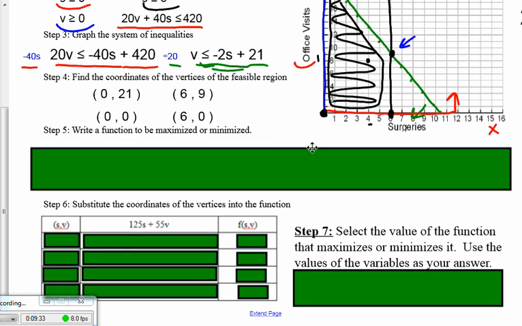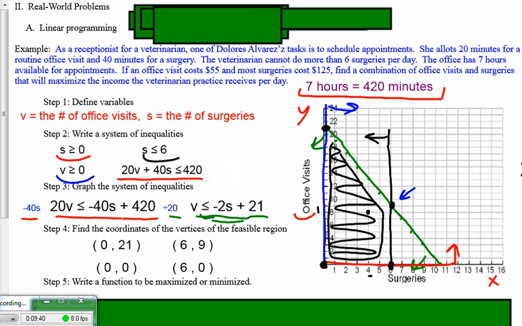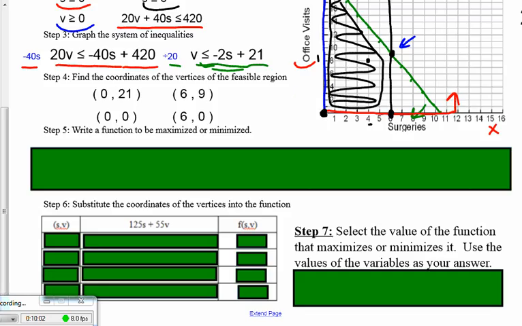Moving down, giving us some space to work here, we need to write a function that's going to be maximized. Now, if we go back up to our information, it looks like over here it says that an office visit costs $55 and most surgeries cost $125. That's where all the income is coming from, the visits and the surgeries, one being $55 and one being $125.